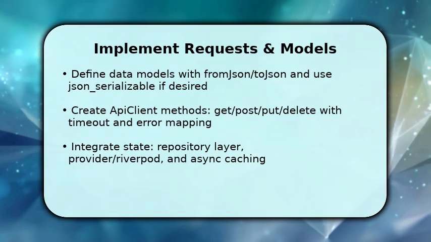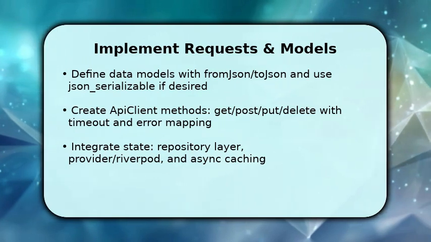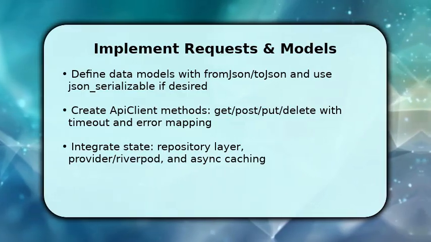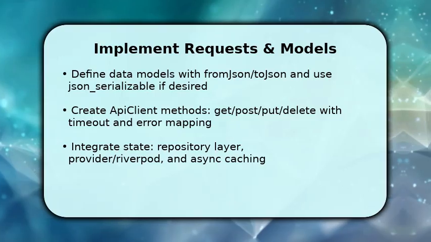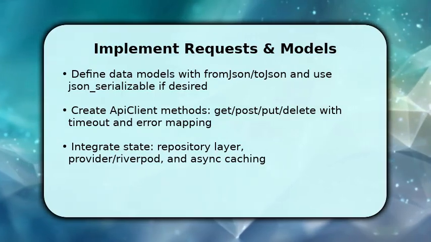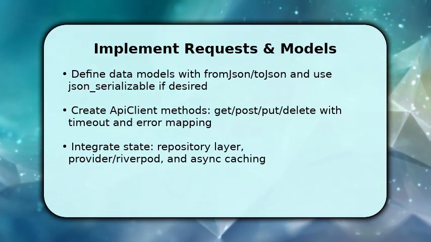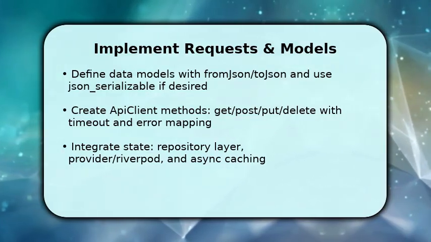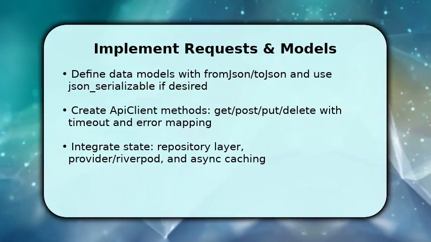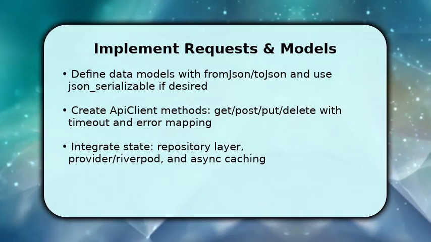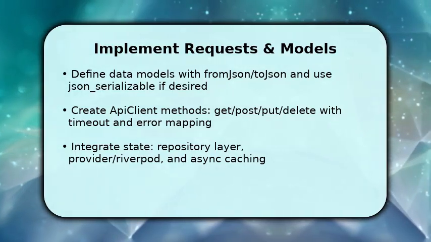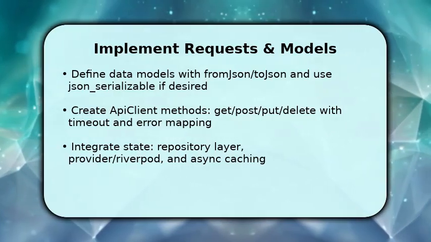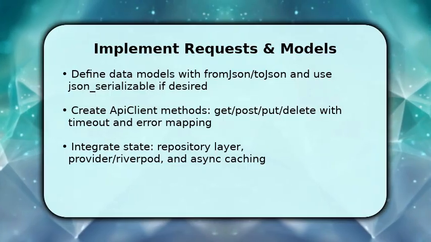You now implement concrete calls and parsing. Start by creating model classes and mapping functions so parsing is deterministic. Then build API client methods for GET, POST, PUT, DELETE that include headers, timeout, and centralized error mapping. Once complete, wrap calls in a repository to abstract endpoints and inject it into your Provider or Riverpod state notifier. Make sure to handle loading and cache states to avoid flicker and duplicate network requests when navigating screens.